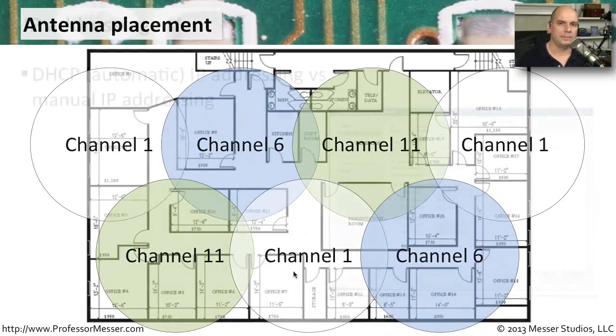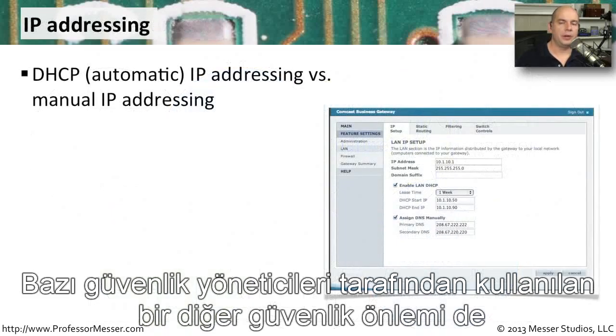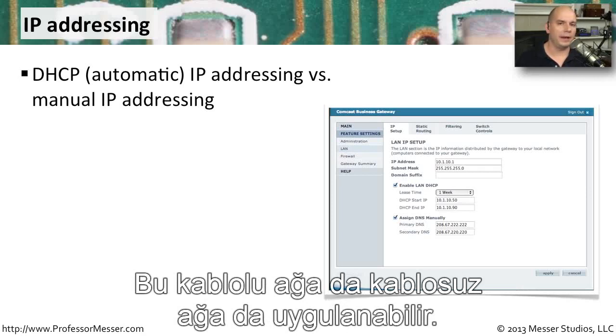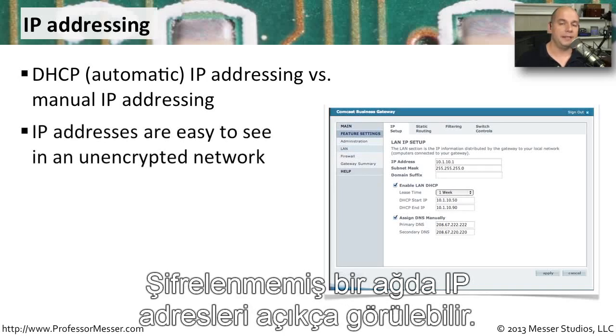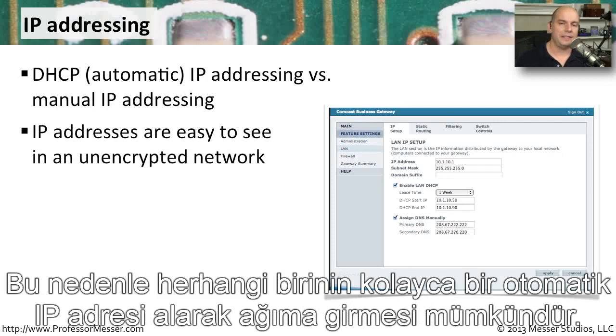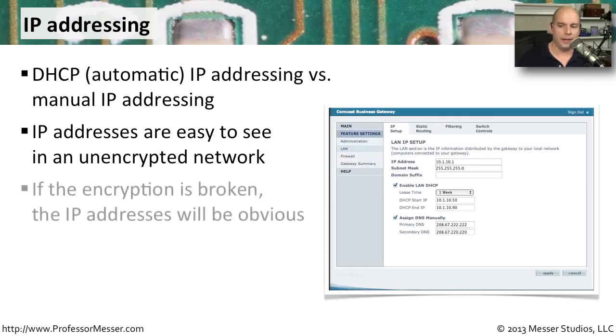Another technique that some security administrators use is static IP addressing instead of using the automated DHCP type of addressing. And this applies whether you're on a wired network or a wireless network. In an unencrypted network, the IP addresses are in the clear. I can see all of the IP schemes that are in place. So now it becomes very easy for someone to plug into my network, automatically get an IP address, and they're now communicating on my network.